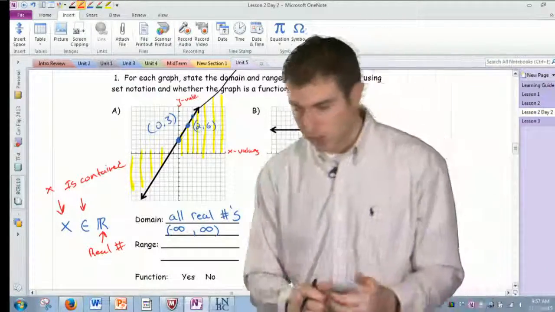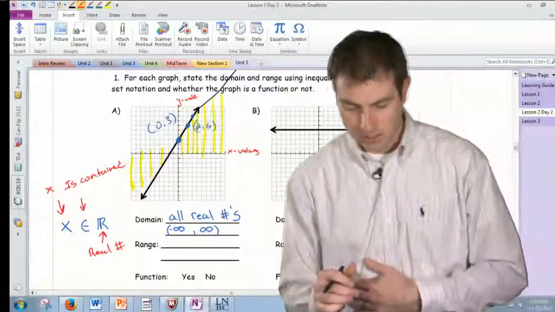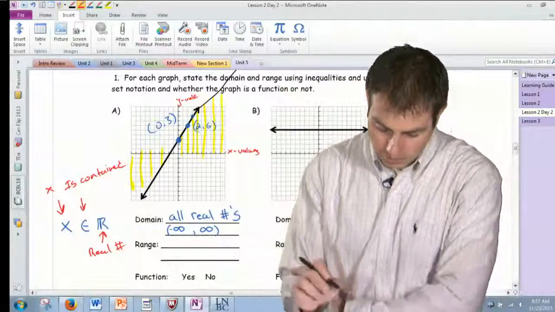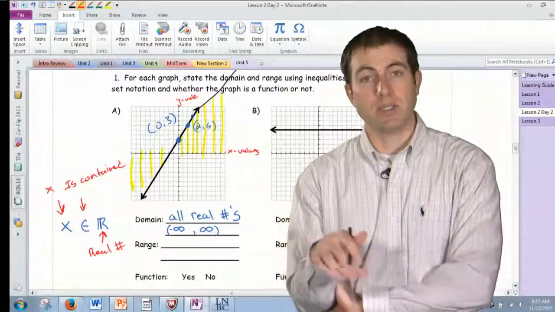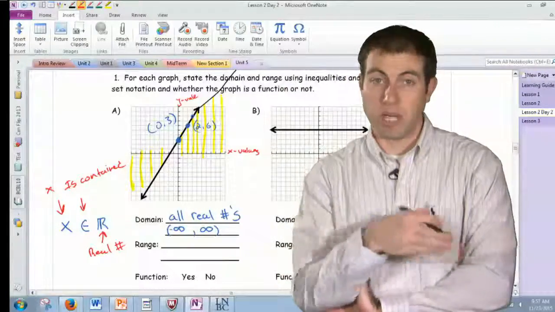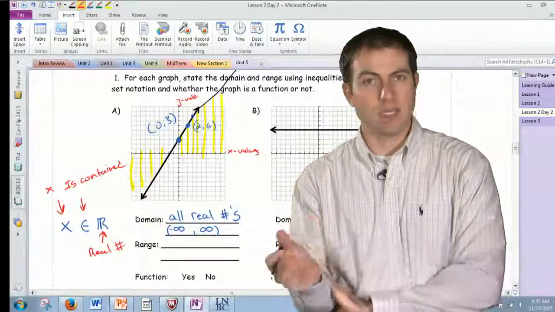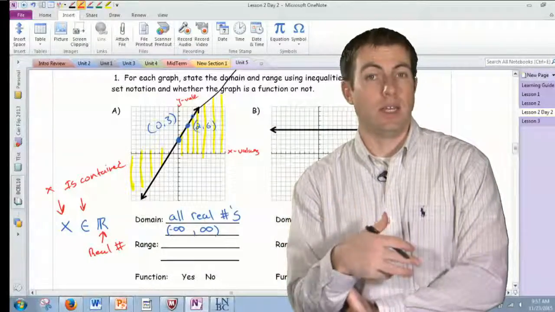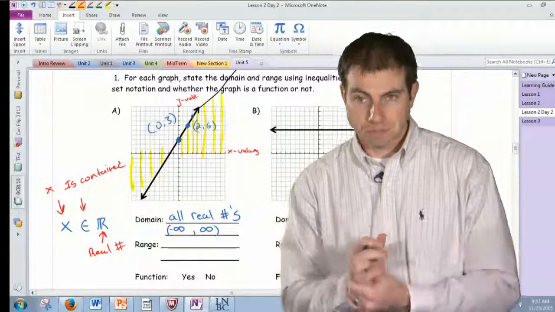Back to domain and range. I really want to get through this stuff, and it gets a little bit trickier. All right, so those are 3 different ways to represent x is contained in the real numbers, or x is all real numbers, or x goes from negative infinity to positive infinity. They all mean the same thing, and they are kind of interchangeable.